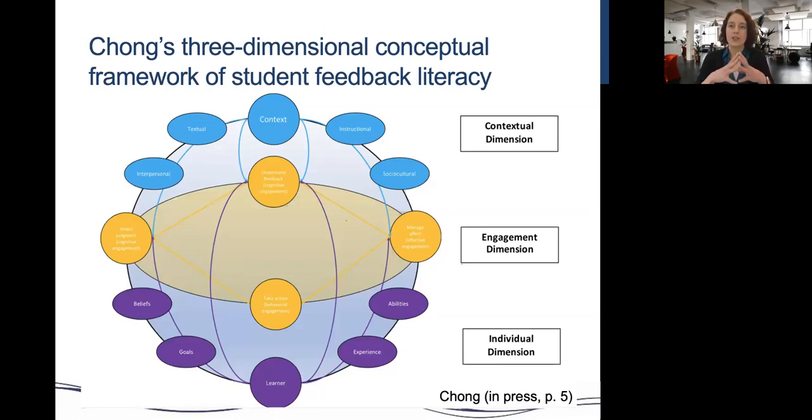Now, just recently, the study is in press right now, Chong has decided to expand on that idea a bit. So we've still got the essence of the ideas here. We've got managing affect, understanding feedback, that cognitive engagement there, taking action, making judgments. So these are interrelated more clearly in this way than they were in the previous model that we just looked at. And now we've got the context and the learner.